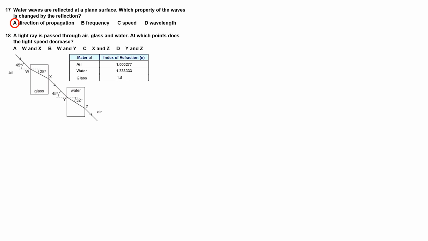So, when light passes from air to glass, it will be deflected more than when it passes from air to water, and the speed of light decreases at points W and Y.